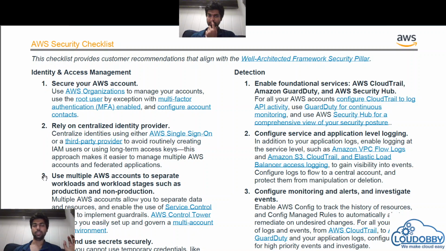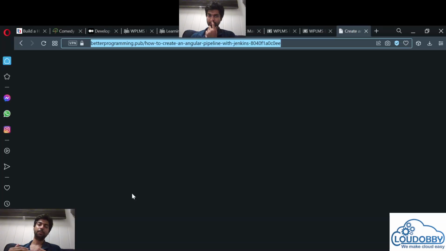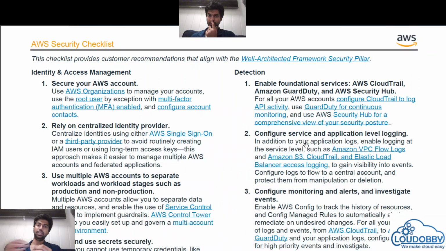So now we will move on to the third checklist item. Use multiple accounts to separate the workloads and workload stages such as production and non-production. There is a topic in the best practices of AWS on how you can segregate the accounts. You can segregate the accounts based on the project, finance, marketing, business, different projects in your office, or you can also segregate your accounts based on production, non-production, development environment, or based on other criteria as well.